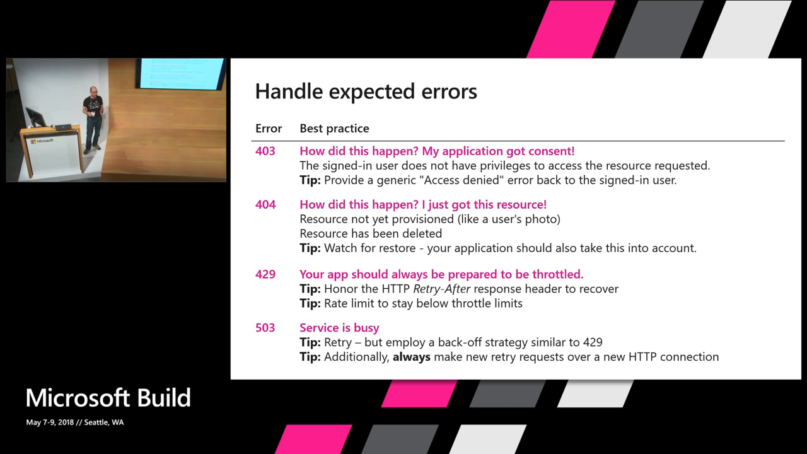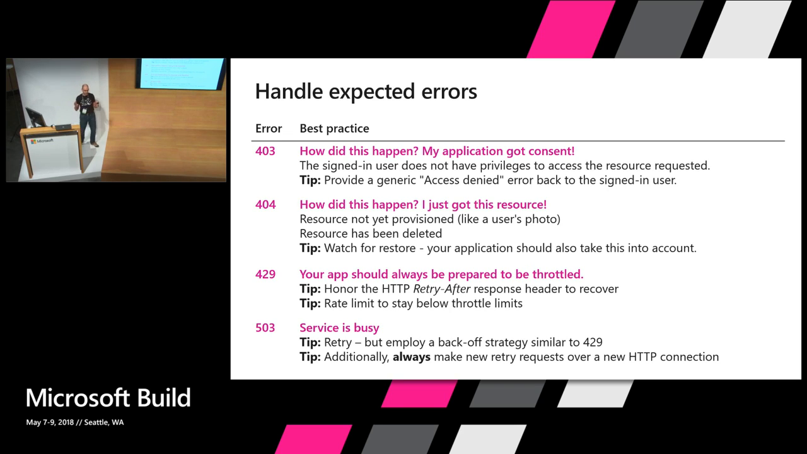The next thing I want to show you are a series of errors that you may get back from Microsoft Graph. There are many other errors that you could get back from Microsoft Graph, but I just want to highlight these 4 particular errors. So the first one, a 403, is sometimes a little confusing because, hey, my app already got some consent, so why would I get this error back?